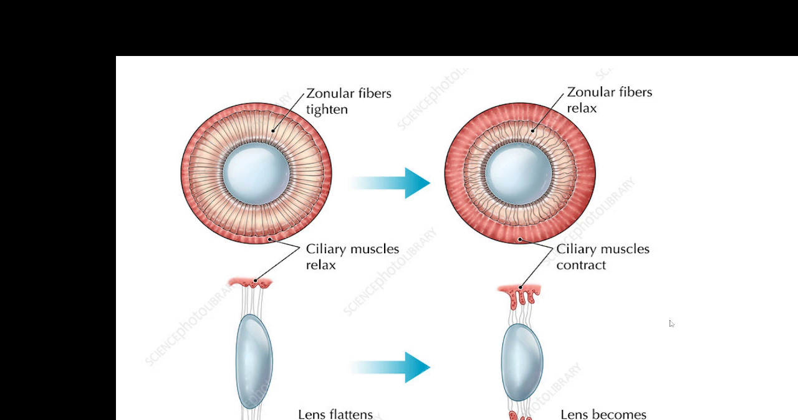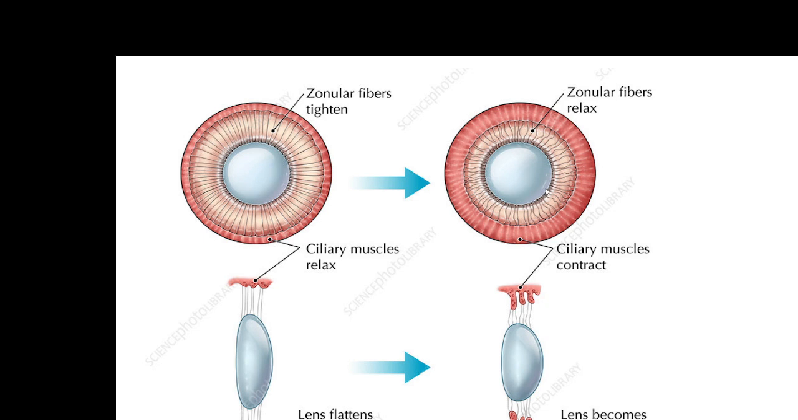The lens is arranged in such a way that it is surrounded by the ciliary muscles, and as I told you earlier, the ciliary muscles have circular fibers and radial fibers. It is mainly the circular fibers, under the control of the autonomic nervous system, which help in keeping the lens in a proper dimension. When the ciliary muscles relax, the lens flattens, becoming rather thinner, so it gets stretched as such. And when the ciliary muscles contract, the circular muscles contract, the diameter becomes lesser and the lens becomes thicker.